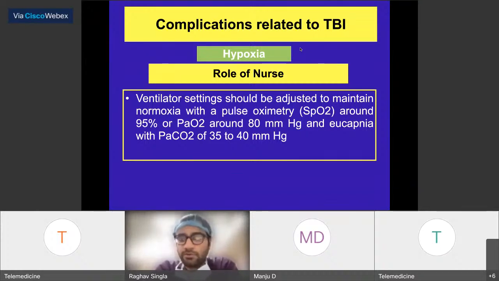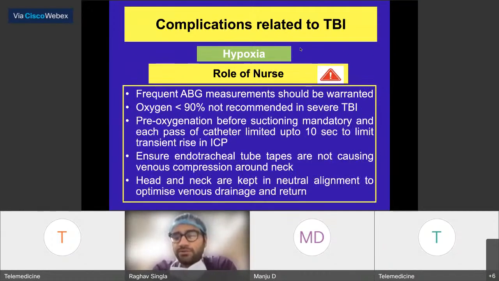Whenever we are going to do suctioning, we pre-oxygenate the patient and we do not suction for more than 10 to 15 seconds maximum. This also leads to a transient rise in ICP whenever we are suctioning and the patient is coughing. So if we are doing ICP monitoring, we need to understand that these rises are actually occurring during suctioning and not aggressively tackle them as being a brain insult.